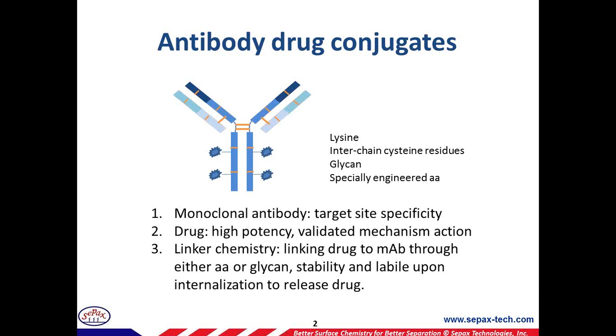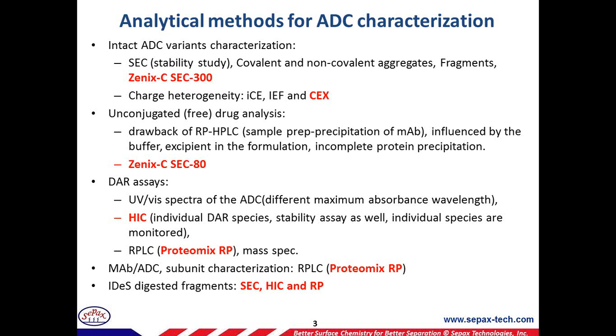The drawback right now is that you have the reverse phase and then sample prep; precipitated mAbs are influenced by the buffers and excipients in the formulation, and also by incomplete protein precipitation. So in our presentation, we're going to introduce a C-line Xenic SEC 80 angstrom pore. It's the smallest pore size we have on SEC. We'll show some examples of how we do the free drug analysis.